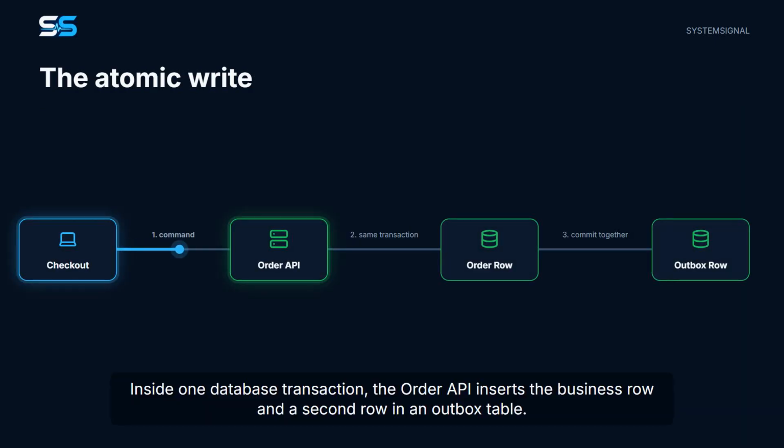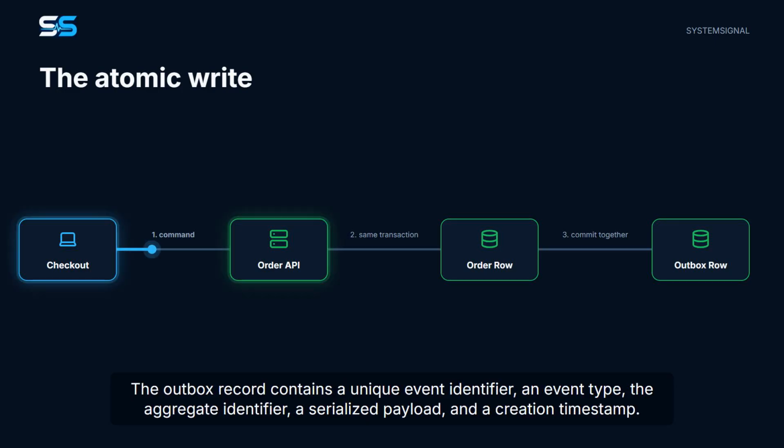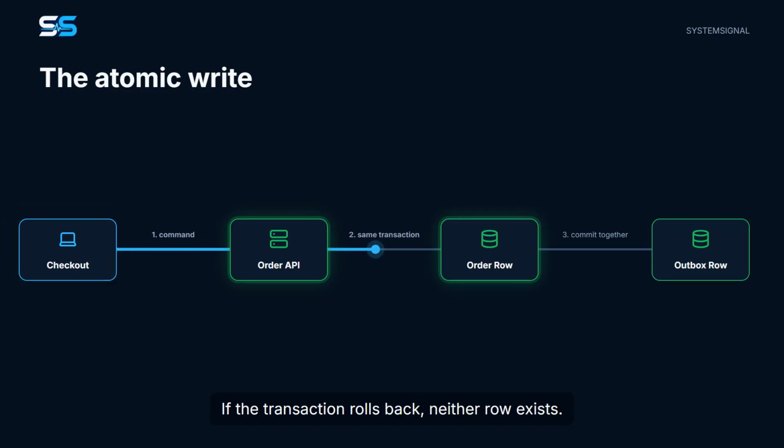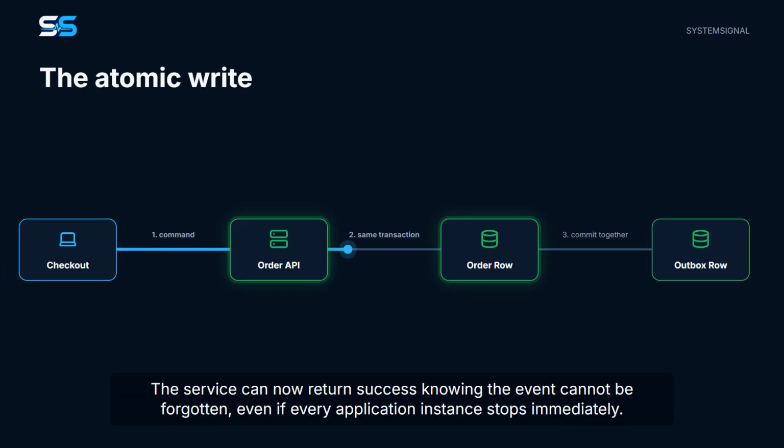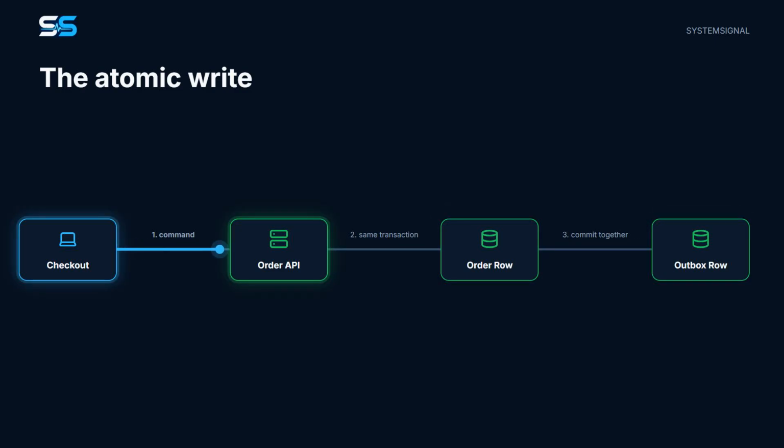Inside one database transaction, the order API inserts the business row and a second row in an outbox table. The outbox record contains a unique event identifier, an event type, the aggregate identifier, a serialized payload, and a creation timestamp. If the transaction rolls back, neither row exists. If it commits, both rows exist. The service can now return success knowing the event cannot be forgotten, even if every application instance stops immediately.